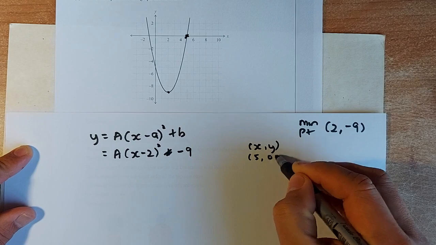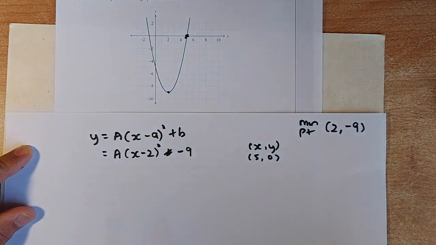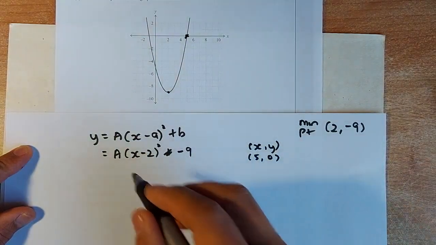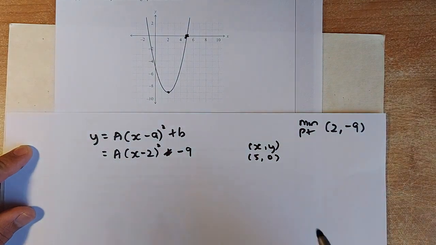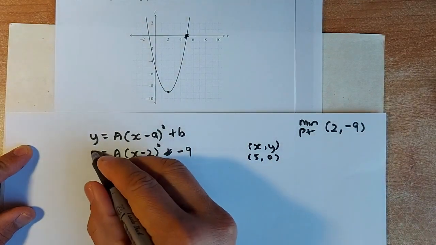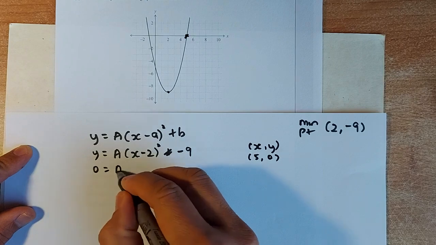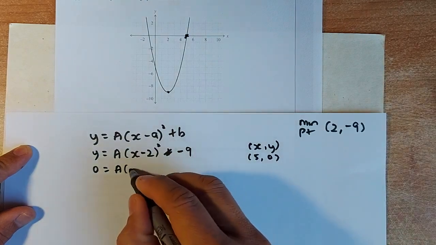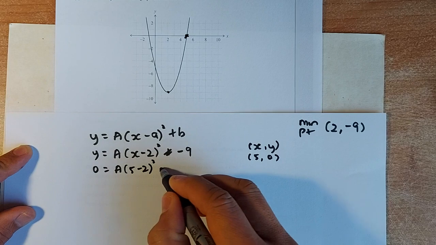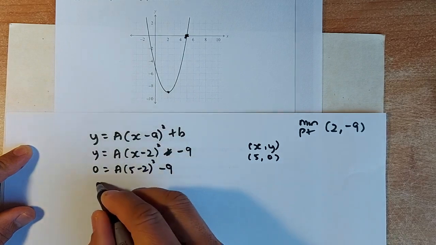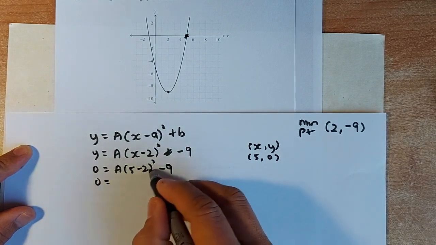Y is 0. Again, the same step. You're going to substitute the x and y into that equation to find the value of a. So y is 0, and x is 5. So 0 equals a(5 minus 2) squared minus 9. So you simplify, 0 equals 9a minus 9.